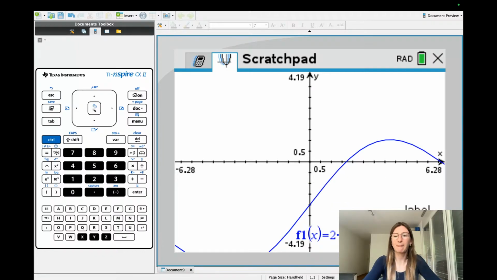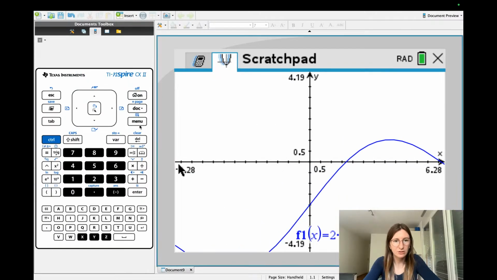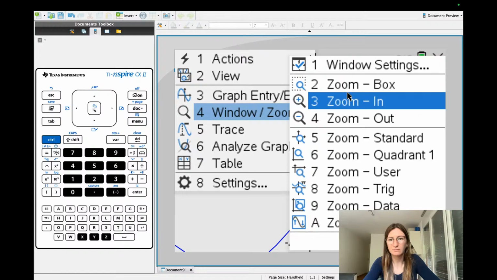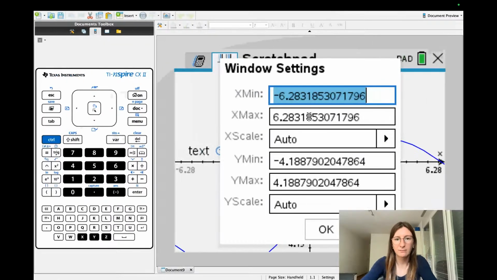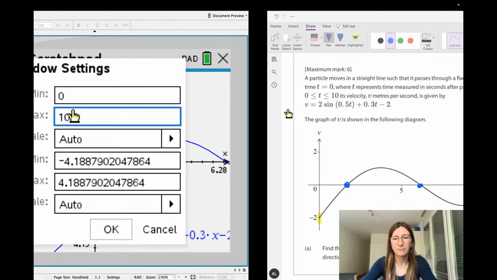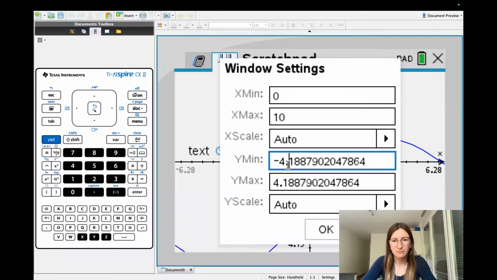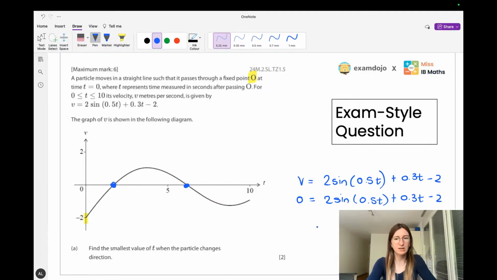So they want to know, you can see we're here from -2 until 10. So let's actually just change our window, window settings, yeah. Let's go from 0 until 10. So we see the exact same thing. And from -2 until 2. Let's go -3 until 3. There we go. So now I see pretty much the same thing.